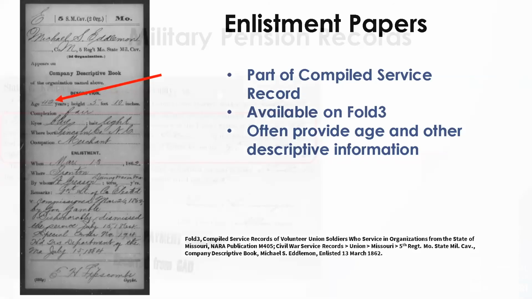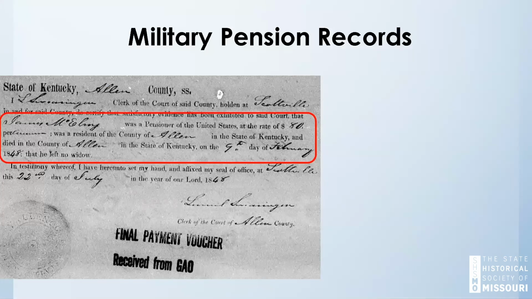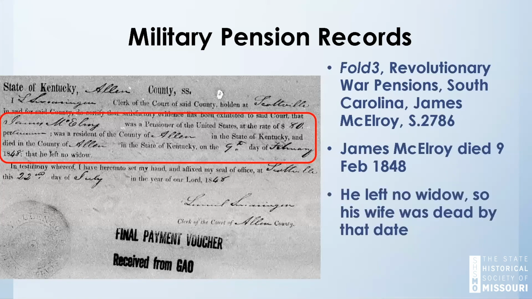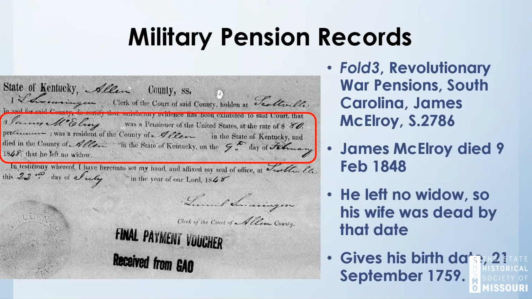Pension records will give you age, and thus you can infer birth year, but also if you've got the entire pension record with the final payment voucher, it will give you the death date. And those are available on Fold3 for Revolutionary War pensions. This is James McElroy. He died on the 9th of February, 1848, and left no widow. So I know his wife was dead by that date as well. And it gives his birth date, 21st of September, 1759, in other papers in the pension application.